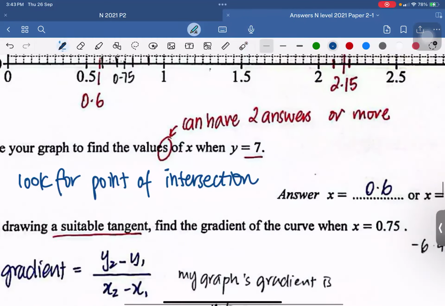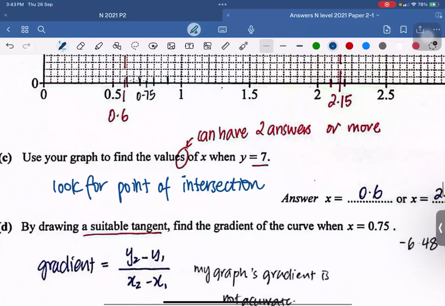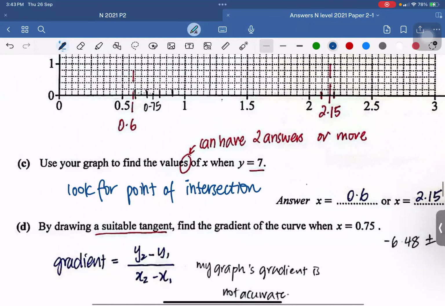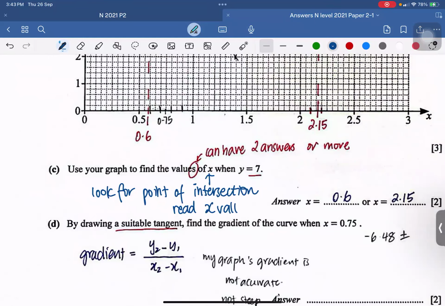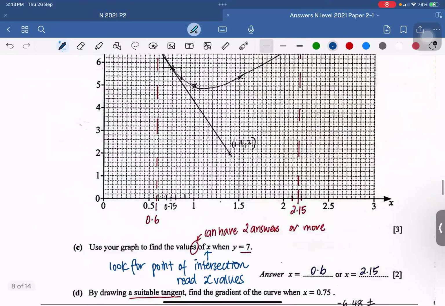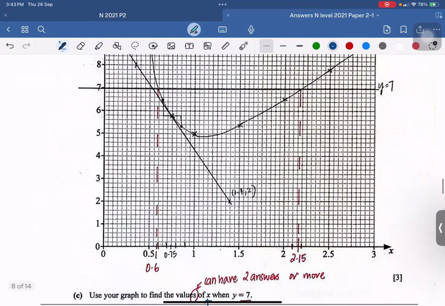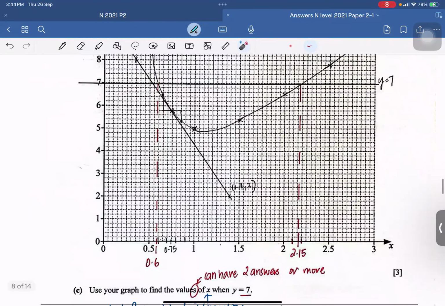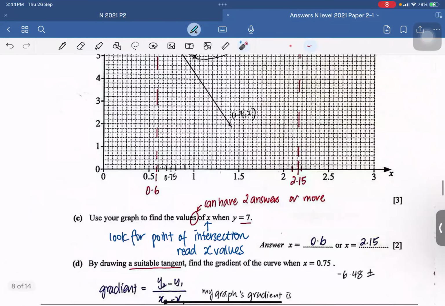And then what is it that they want? They want the x value. Read the x values. So in this case, after I draw my graph, then this is my answer according to my graph. This part can understand? Just that maybe you all might have not drawn your graph, I'm not very sure. Then you can practice, okay? But I want to extend my question.